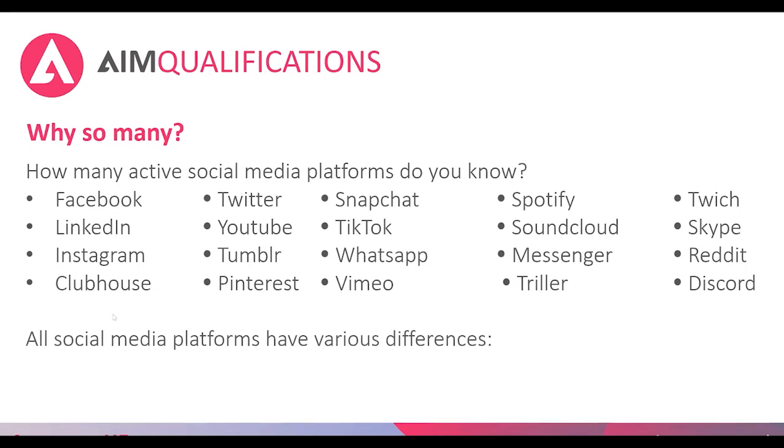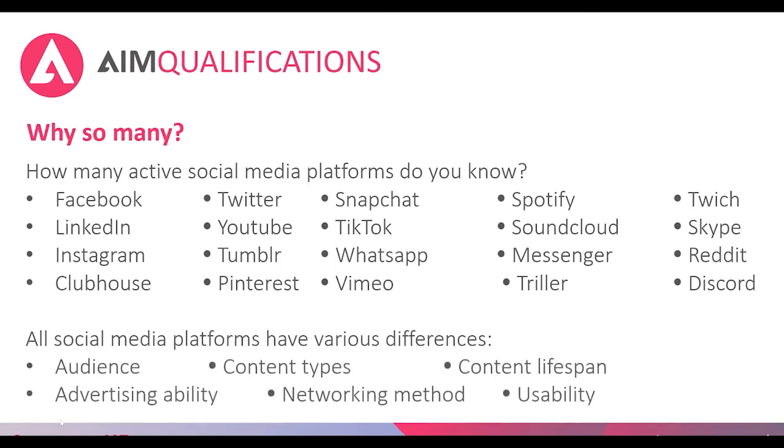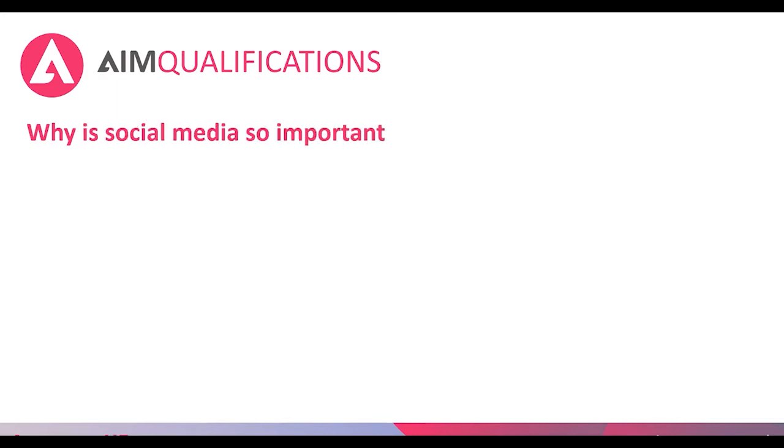So all social media platforms have various differences. They're not all the same. No one wants to make a product that matches everyone else's. That's why there are so many social media platforms out there. The differences can include audience, content types, content lifespan, advertising ability, networking method, and usability. These are all the kind of things we're going to have to start considering when posting on social media.